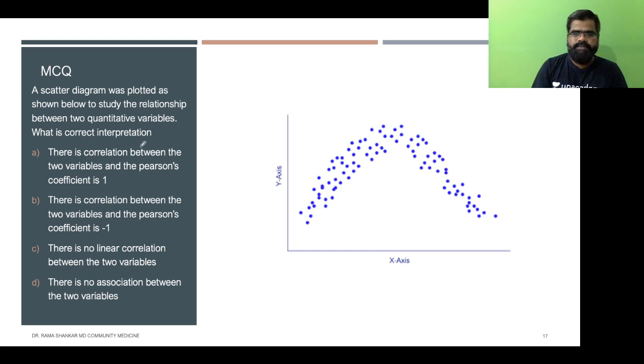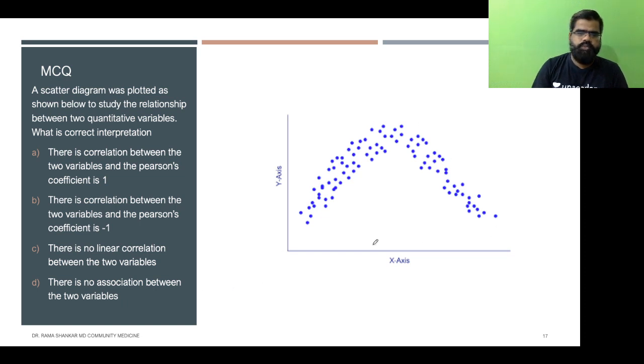What is the correct interpretation? If you see this graph, with x-axis and y-axis, the graph is plotted. What do you think? Is there a correlation between two variables and the Pearson coefficient is 1? There is a correlation between two variables and the Pearson coefficient is -1. There is no linear correlation. And there is no association between two variables.